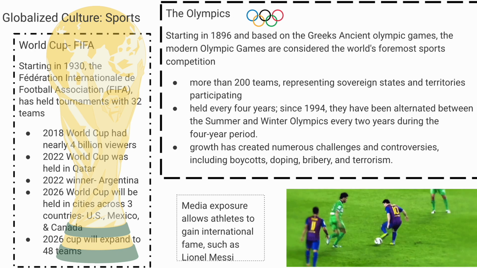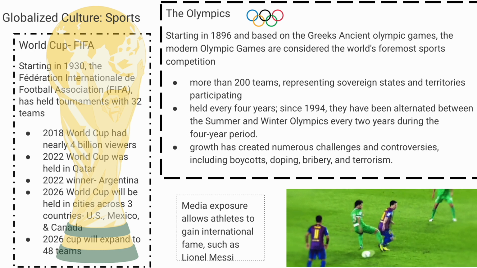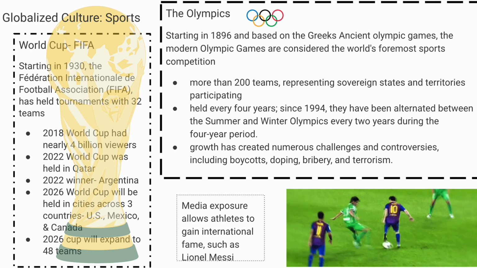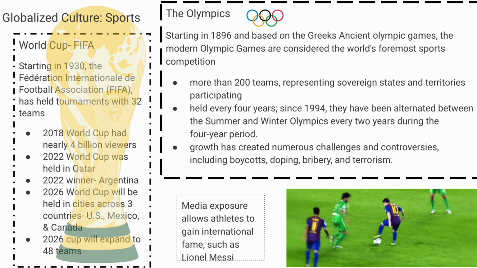In 2022, the winner of the World Cup was Argentina. The 2026 World Cup will be held in cities across 3 countries, US, Mexico, and Canada. And in 2026, the Cup will expand to 48 teams. And you have people who gain a lot of media exposure and become international sports stars, such as Lionel Messi. The Olympics started in 1896, and it's based on the Greeks' ancient Olympic Games, and the modern Olympic Games are considered the world's foremost sports competition. So, like, that's the ultimate goal of athletes.